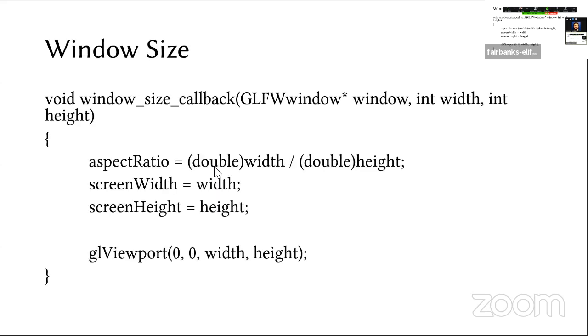Okay, then we have the window size callback. So this is important because we would need to call the GL viewport function to say, here's where we should be drawing in the viewport. So if we resize the screen 33% larger, if we hadn't called GL viewport, we'd still be looking at the same size screen in the window and have a black border around the rest of it. So we need to tell OpenGL that we resized the window.